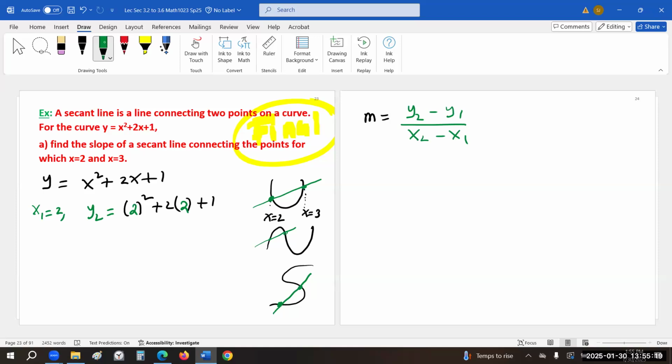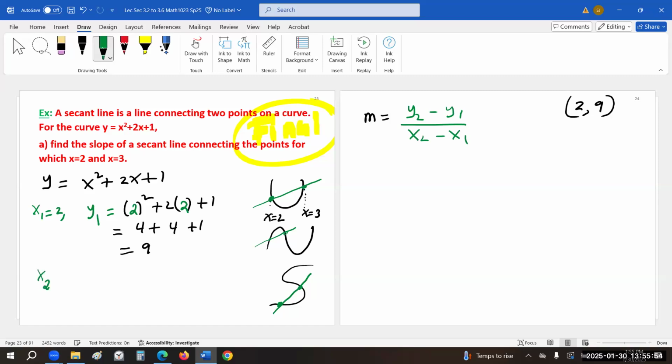So what is 2 squared? 4. 2 times 2? 4. And what is 4 plus 4 plus 1? 9. So we have our first point. x1 is 2, y1 is 9. Sorry, my bad, it's 1. Thank you. y1.